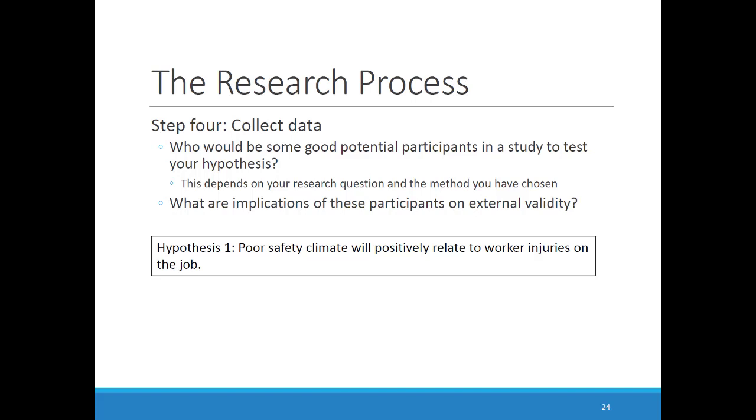So remember from our last video, we talked about internal validity and external validity. And specifically, external validity has to do with how much you think that your results of your study can generalize to other situations and other individuals beyond who were in your study. Our example hypothesis is that poor safety climate will positively relate to worker injuries on the job.